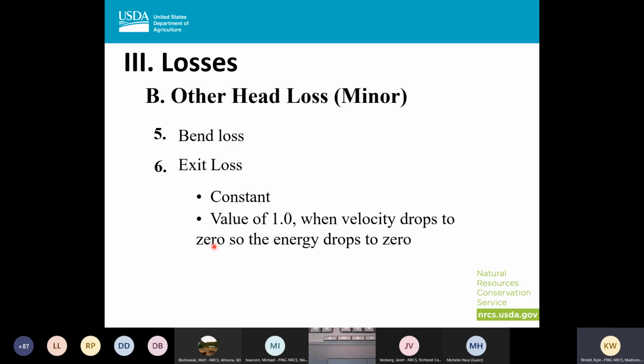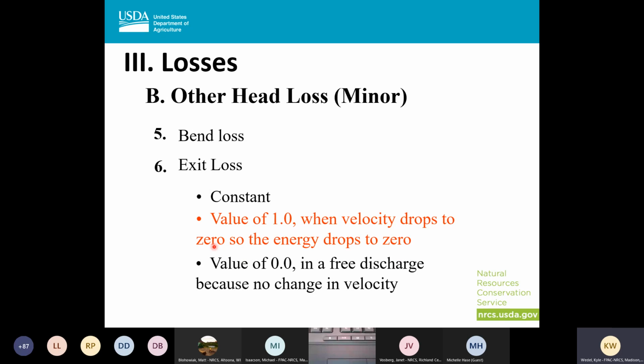So when you're in a submerged discharge, your water's going to be coming out and it's going to hit a pool of water, and then the velocity of the water leaving is going to drop to 0 instantaneously. And so you're going to use an exit loss of 1. In a free discharge, it's going to be coming out of the pipe and there's going to be no change in velocity because nothing's going to be restricting it as it comes out. So the value is going to be 0.